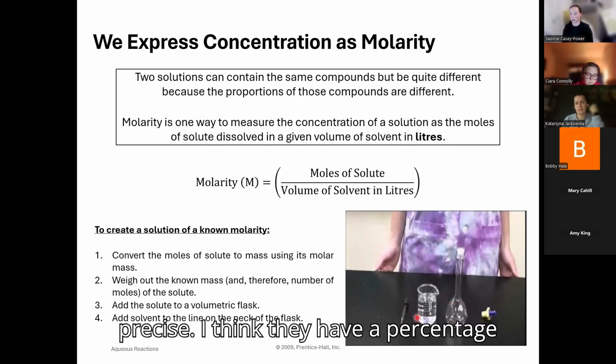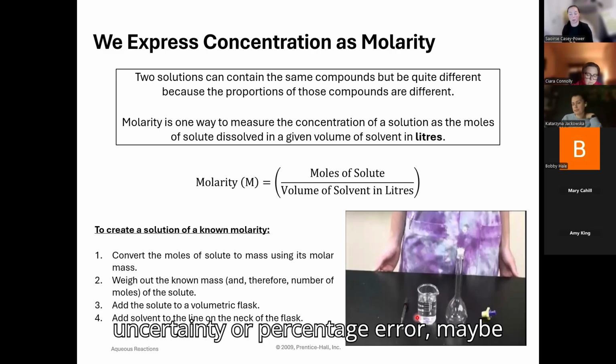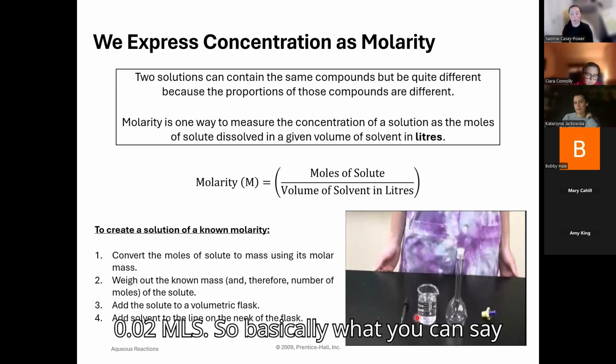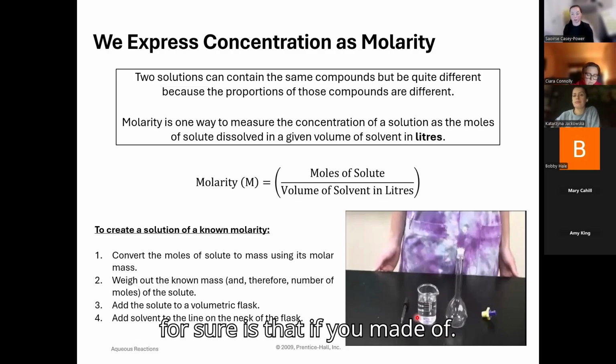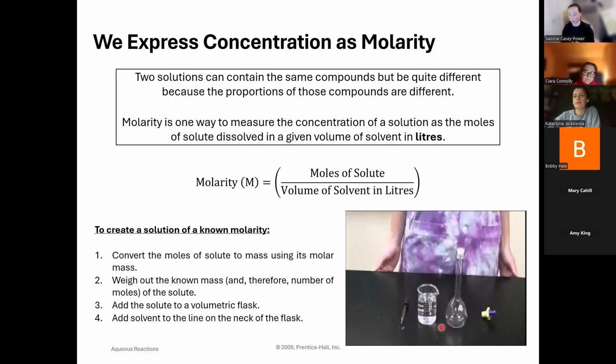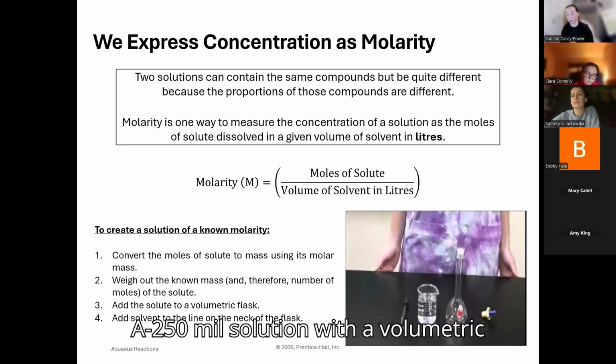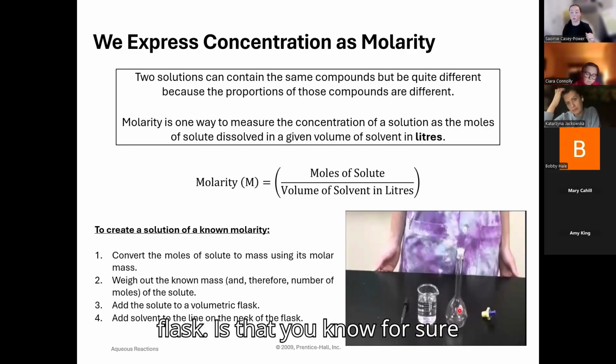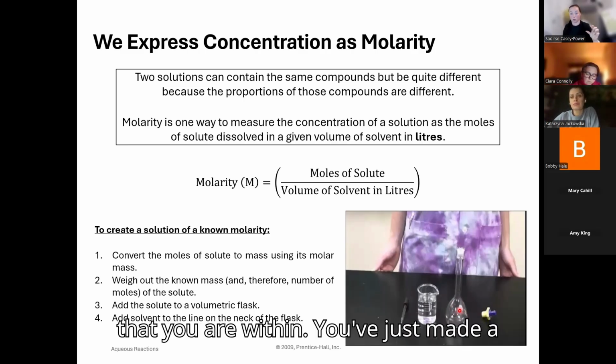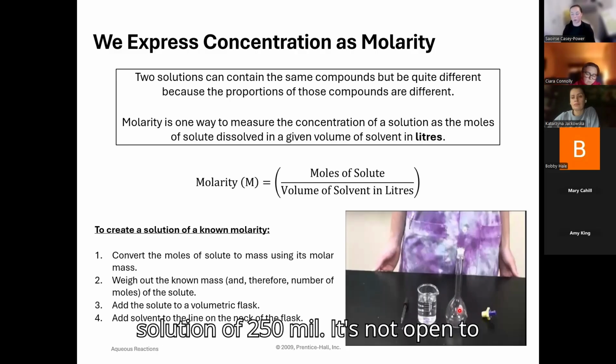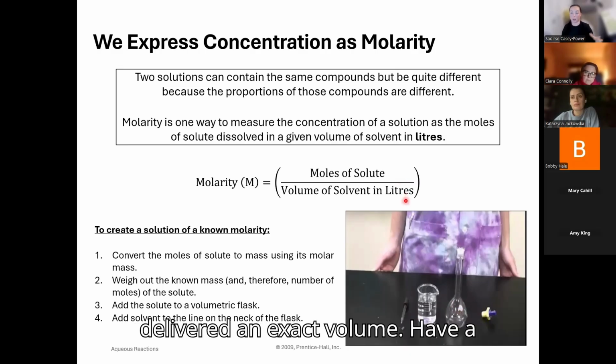I think they have a percentage uncertainty of maybe 0.02 milliliters. So basically what you can say for sure is that if you made up a 250 ml solution with a volumetric flask, you know for sure that you have just made a solution of 250 ml. It's not open to interpretation. You've delivered an exact volume of a solution.